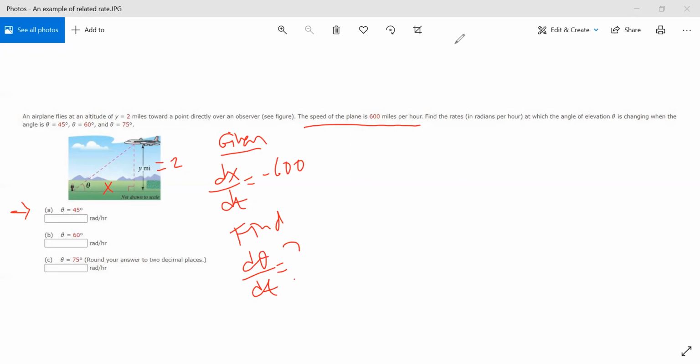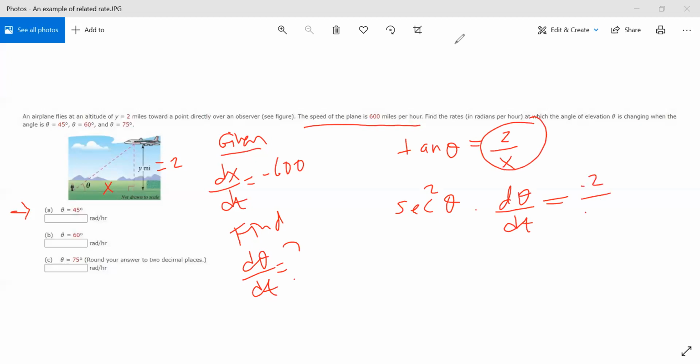So then just compute tangent theta. Tangent theta equals 2 over x. And x is a function of t. So x is changing, theta is changing. Now by computing the derivative of both sides, derivative of tangent, I'm going to use the chain rule here. That will be secant squared theta times derivative of theta, which is d theta over dt, equals the derivative of this guy, negative 2 over x squared times the derivative of x, which is dx over dt.